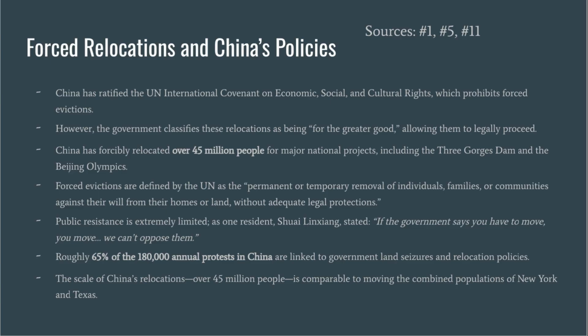About 65% of the 180,000 protests each year in China are connected to land seizures and relocation. The scale of these displacements is massive, equivalent to moving the entire populations of New York and Texas combined.